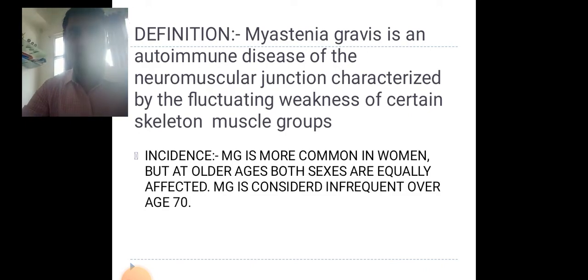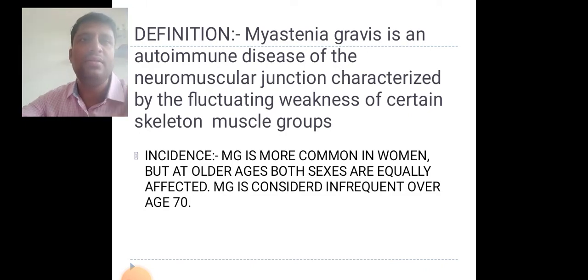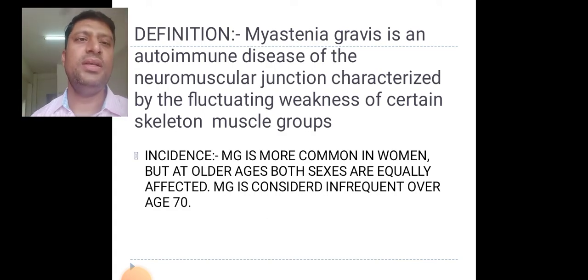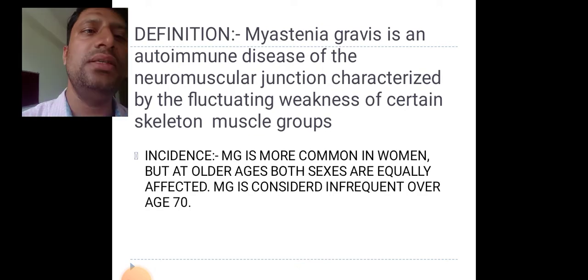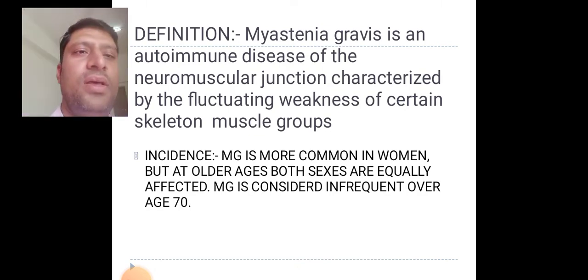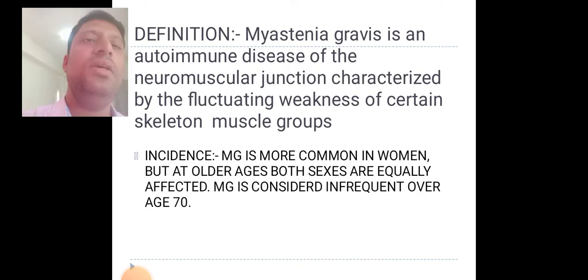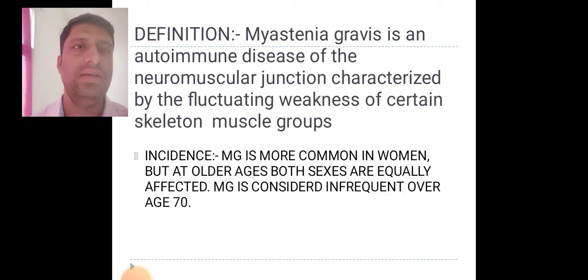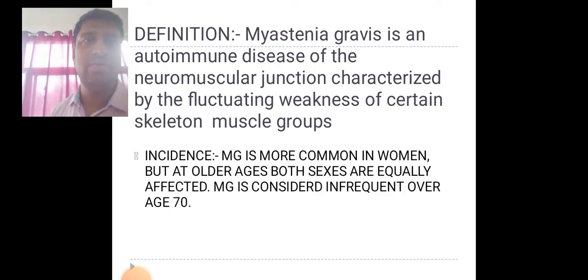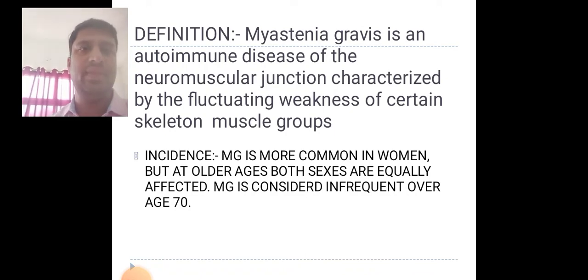So what is Myasthenia Gravis? Myasthenia Gravis is an autoimmune disease of the neuromuscular junction characterized by fluctuating weakness of certain skeletal muscle groups. So, as I said, myasthenia gravis is an autoimmune disease of the neuromuscular junction.